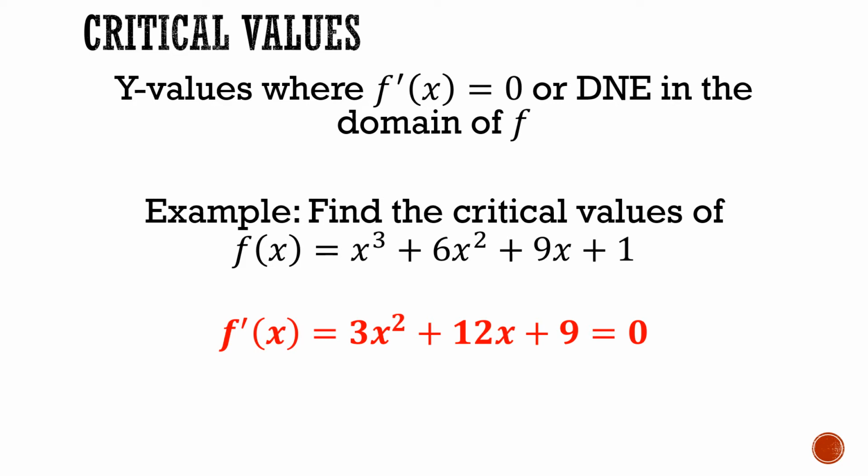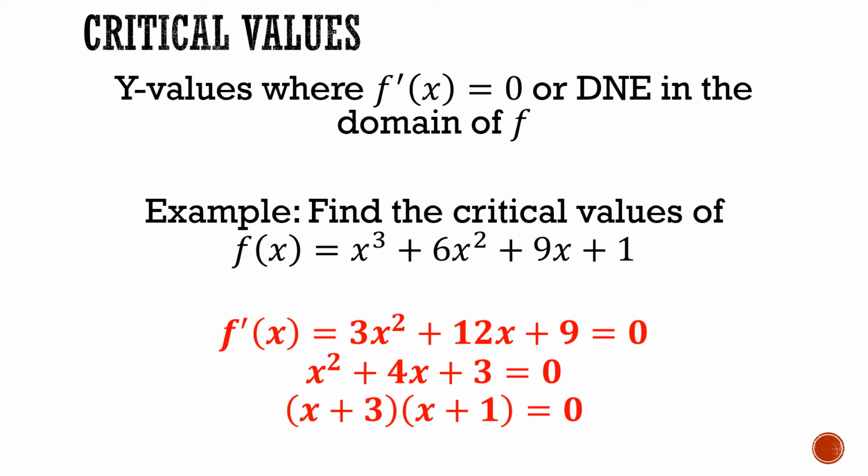So I don't have to worry about that does not exist, but I do need to set that derivative equal to 0. So when I set this equal to 0, the first thing I notice is that it's all divisible by 3. So I divide 3 on each side, and I get x squared plus 4x plus 3. From there, I'm going to factor it to be (x plus 3)(x plus 1), and then I'm going to set my factors equal to 0 to get x equals negative 3 and x equals negative 1.